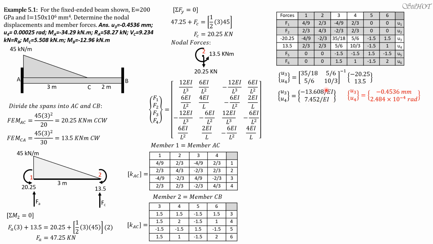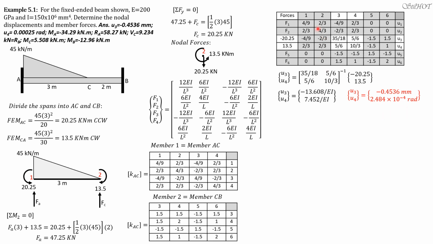So that's why if you divide negative 13.608 by 30, it is negative 0.4536 mm. And if you divide this 7.452 by 30,000, it is 2.484 times 10 to the negative 4 radians.